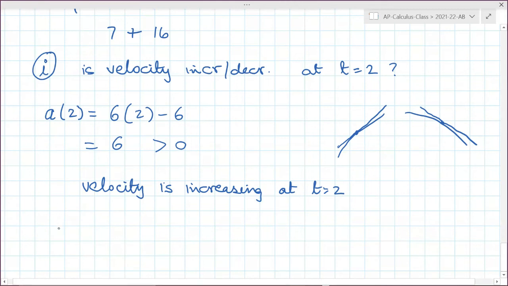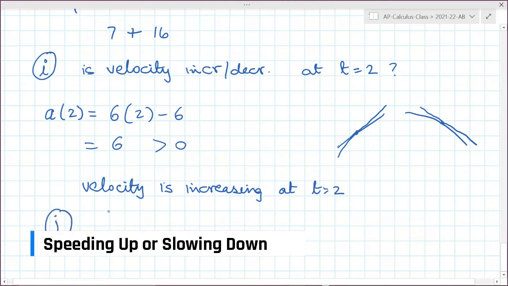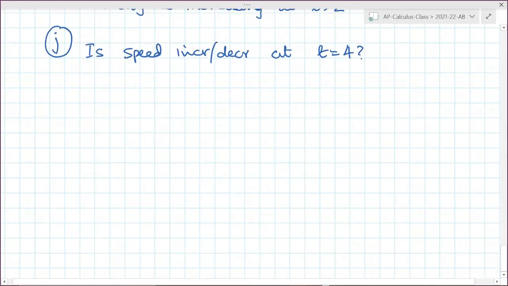So now this last part: is the speed increasing or decreasing at t equals 4? See, this is that thing we discussed, speeding up or slowing down. If you're speeding up, then speed is increasing. And if you're slowing down, then the speed is decreasing. And how did we check that? If the velocity and acceleration have opposite direction or opposite signs, then you are slowing down. That speed is decreasing. If velocity and acceleration are in the same direction or same sign, then they are speeding up, or speed is increasing.